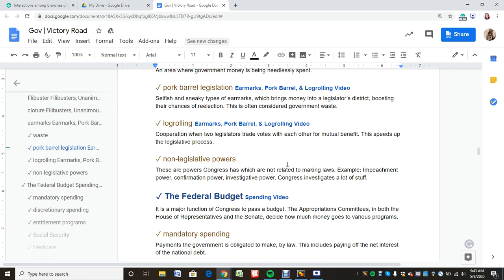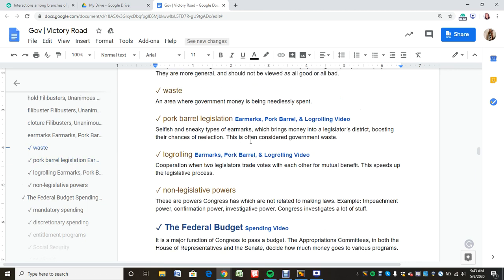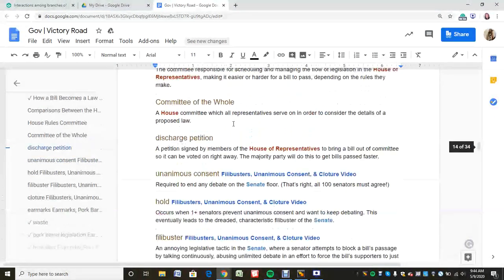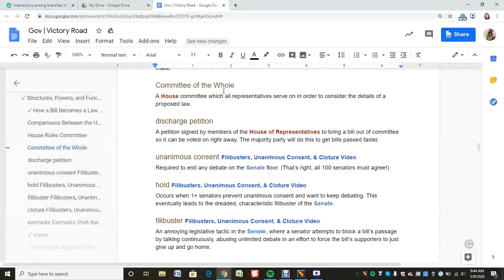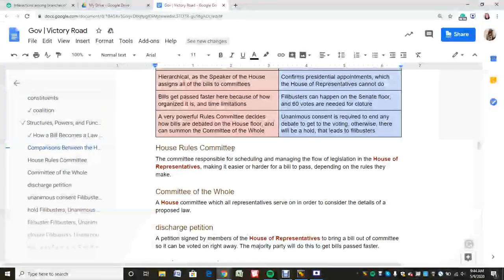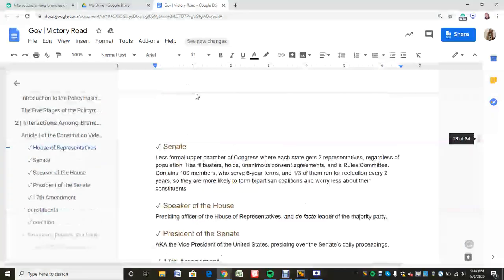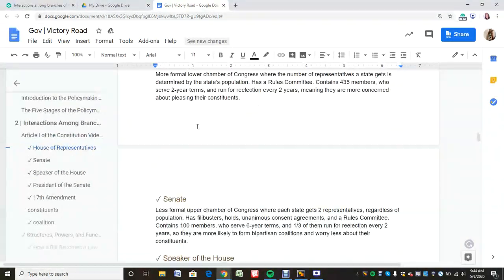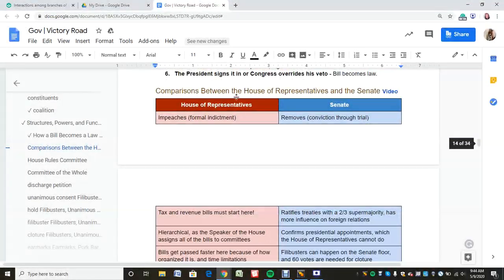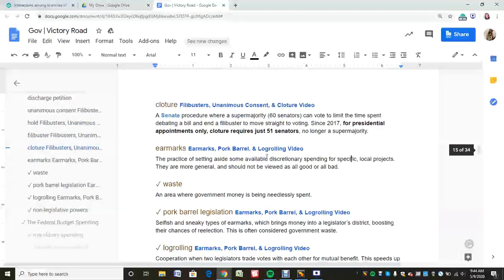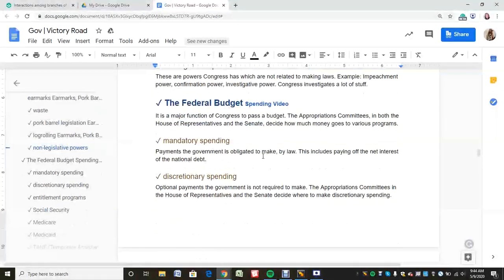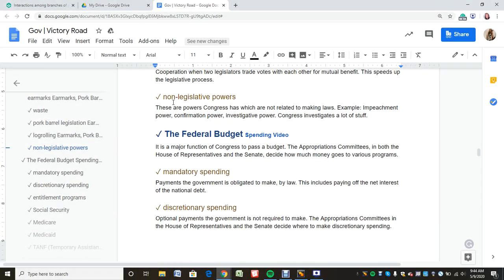So we're now going to look at non-legislative powers of Congress because all of this has to do with legislation. This is how bills get through, but we didn't talk about anything else, except we kind of mentioned it a little bit earlier in some other videos, of what else they do because they're not just making bills, they do other stuff. And these are called the non-legislative powers because they're not making legislation.